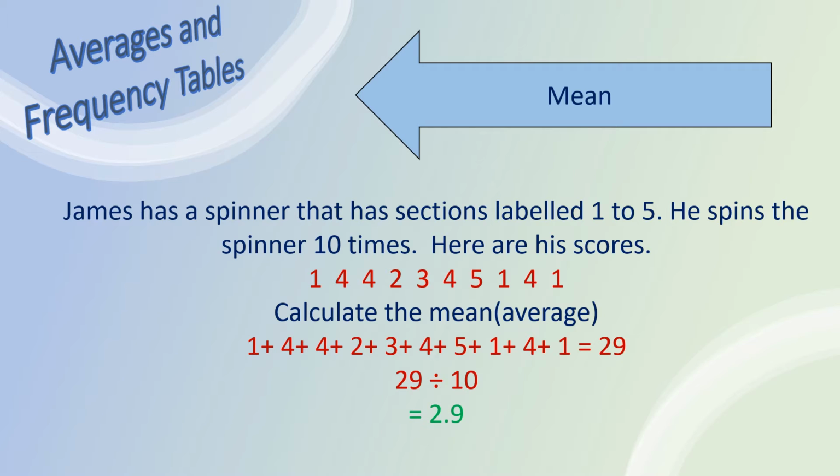Now there is a temptation in maths that a lot of learners have, which is they tend to try and round this number off. You never round the mean off unless the question tells you to. So if the answer in this case is 2.9, you don't change it. So remember that little tip going forward.